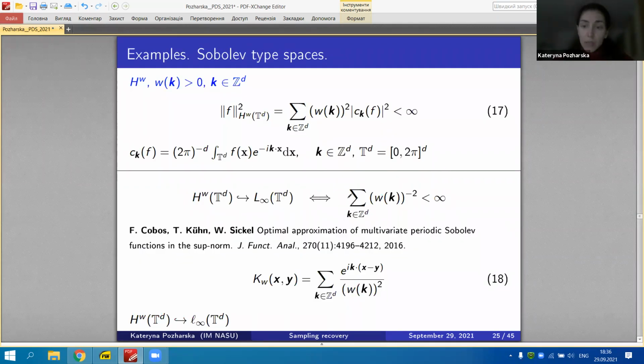And now we move to some concrete examples. Introduce reproducing kernel Hilbert spaces of the following form. c_k are Fourier coefficients with respect to the trigonometric system, and w(k) are certain weights. In this paper by Kaarnioja, Kuo, and Sloan, it was shown that this condition on our weights ensures a continuous embedding of our space into L infinity, and they also proved it for the Wiener algebra norm and for L infinity. We need this condition for compact embeddings. And if you look at this space from the point of view of reproducing kernel Hilbert spaces, then our kernel takes the form 18.